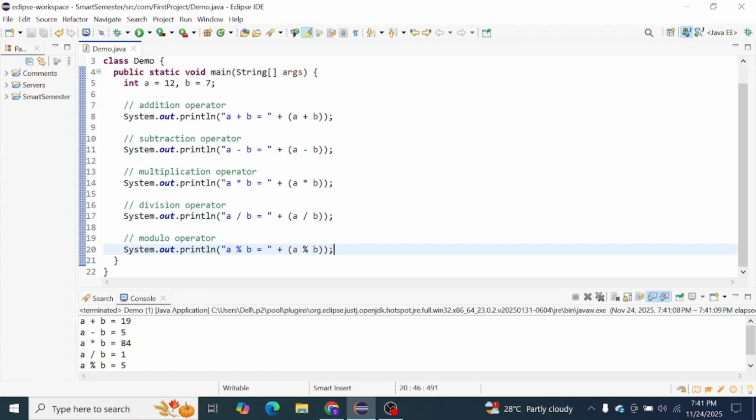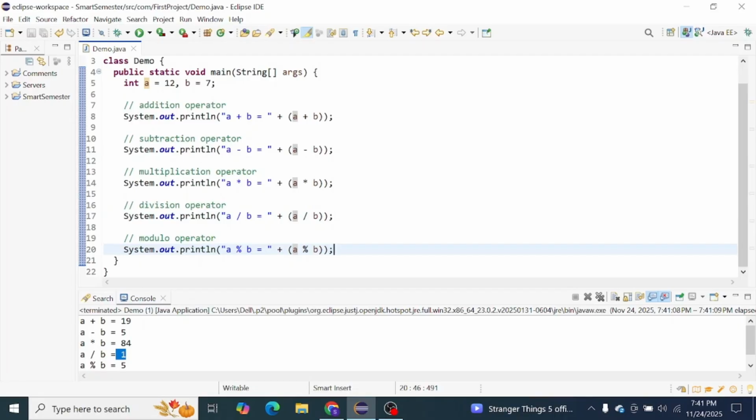And here we can see the values. a plus b: 12 plus 7 is 17. a minus b: 12 minus 7 is 5. a multiplied by b: 12 7s 84. a divided by b: 12 divided by 7. What will be the quotient? 1 point something. But since both a and b are integers, the output will be an integer, that is, the integer part of the quotient. So 1 got printed here.